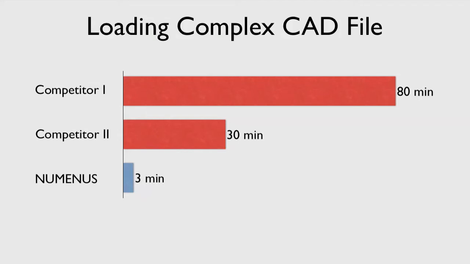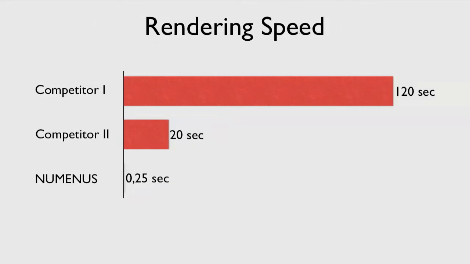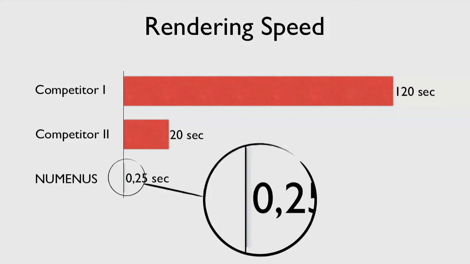Finally, some numbers. These bars show the loading times required for a more complex CAD model. Even expensive industry solutions are more than an order of magnitude slower than we are. The same is true for render times. Basically, we're rendering tons of images while others are still loading that file. Oh, and by the way, yes, the bar is really there, it's just very small.